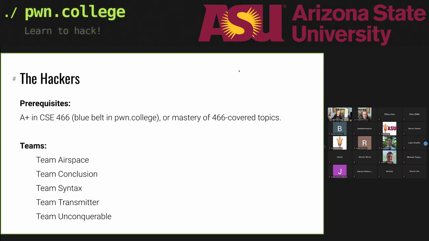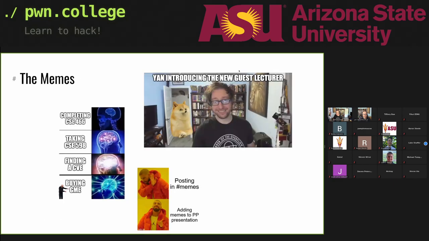We had 20 students in the class, and we split up into five teams of four. We had Team Airspace, Conclusion, Syntax, Transmitter, and Unconquerable. I made those names. What I do is I take a random word from user share dict, and then I keep doing it until I find a word that ideally can't really be misconstrued as kind of a dig. Like you can imagine, it comes back as team dummy. That's not good.